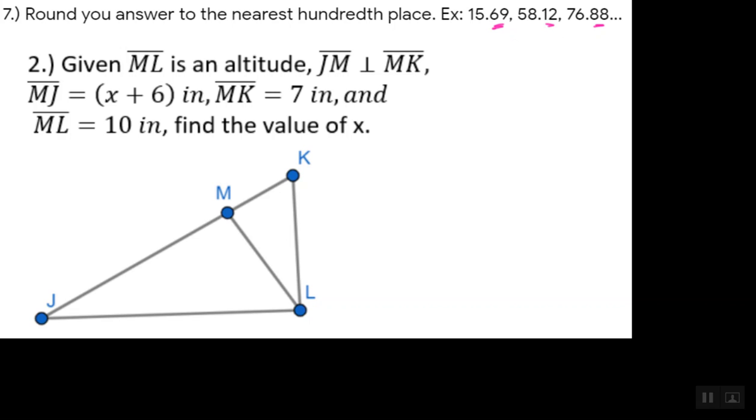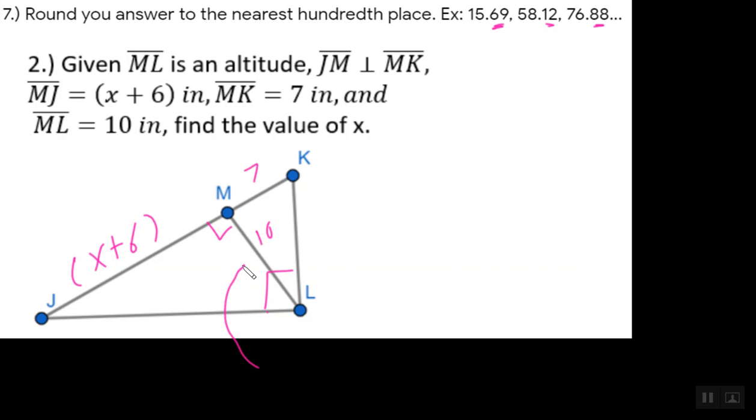Given ML is an altitude and that JM is perpendicular to MK, let's see. So we know that, and we know that, and MJ is x plus 6. Let's go ahead and start labeling all these things. Here we have x plus 6, and MK is 7, and ML is 10. Alright, find the value of x.